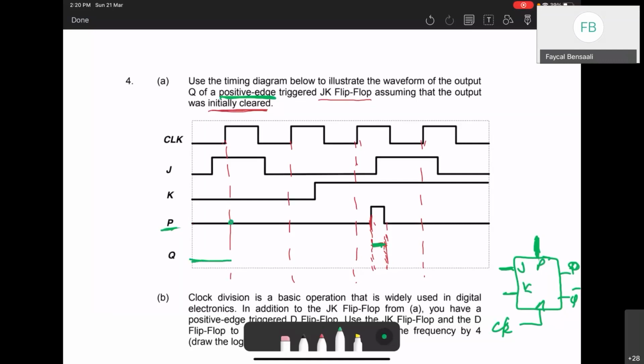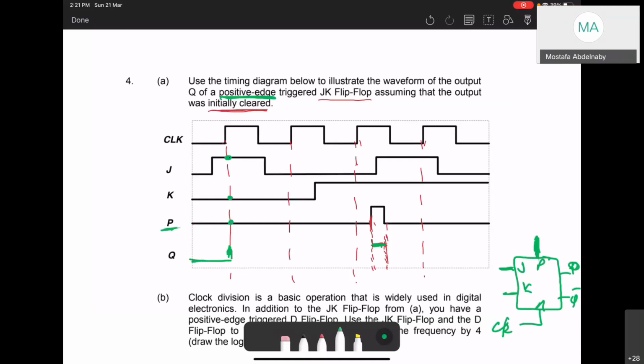Preset is 0, so it's fine. I will just check J and K. J is 1, K is 0. What does it mean? It goes to 1. It's J 1, so it's set. So we go to 1. Good.